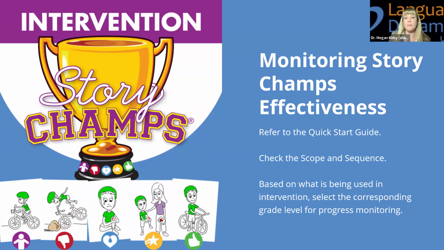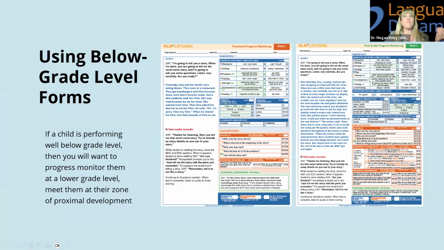If you're working on a basic episode, you need to go look at the NLM listening forms and select the corresponding grade level for progress monitoring, no matter what grade level your student is on. They might be in 4th grade, but they are working on, I'm going to use first grade progress monitoring forms. In fourth grade, they're double episode stories in the cubed, the NLMs. That is too difficult for my learner because intervention is only working on a single episode story.